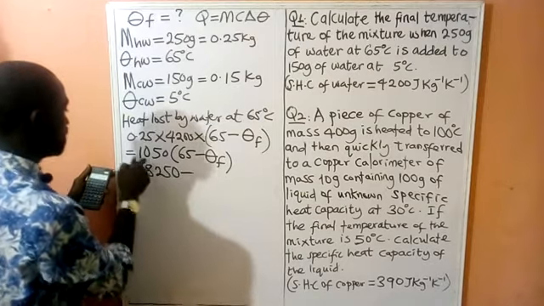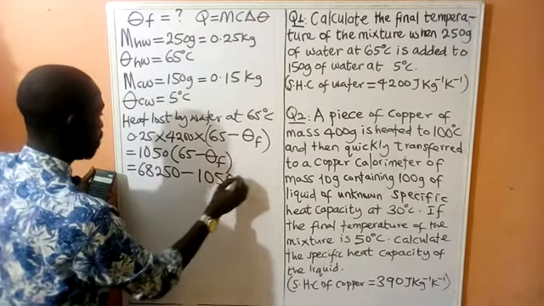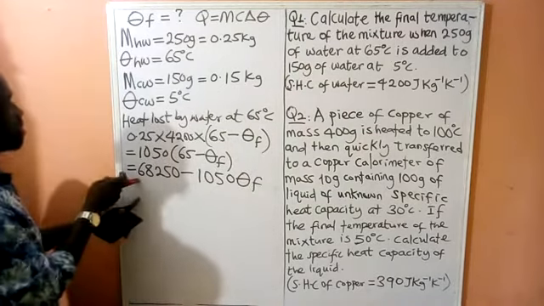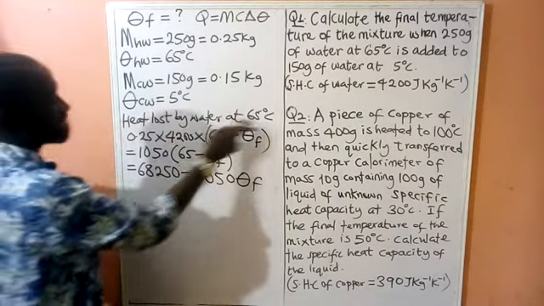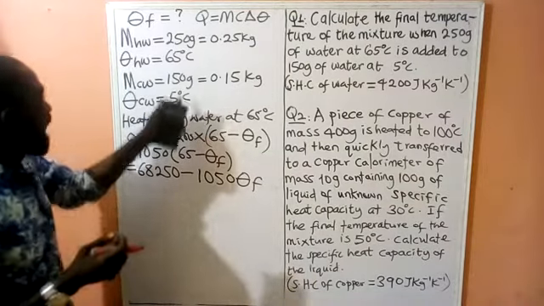68250 minus this times this will give us 1050 theta final. So this is the heat lost by water at 65 degrees Celsius. So let's go for the heat gained by water at 5 degrees Celsius.